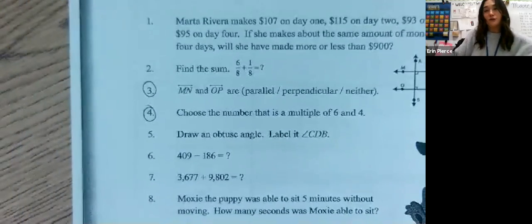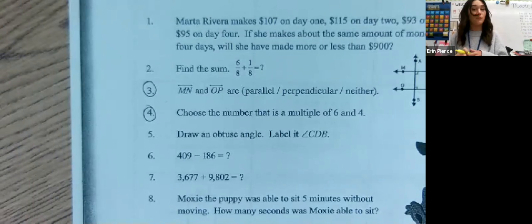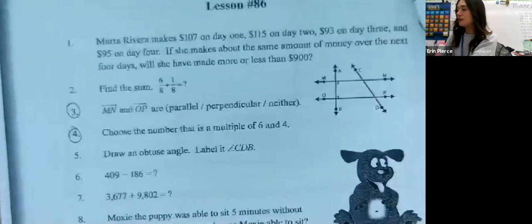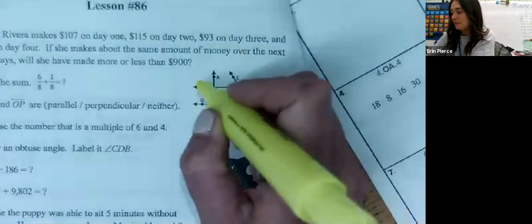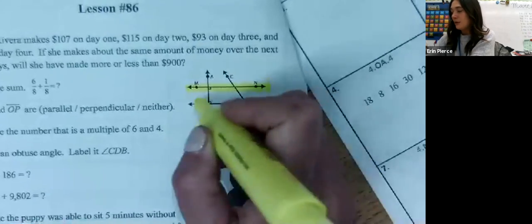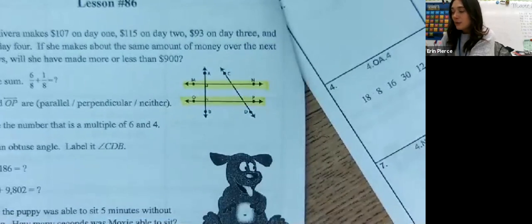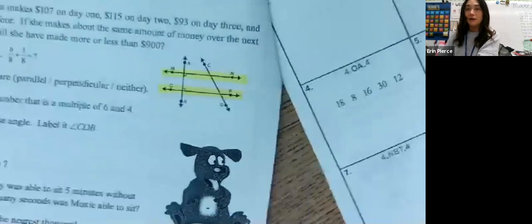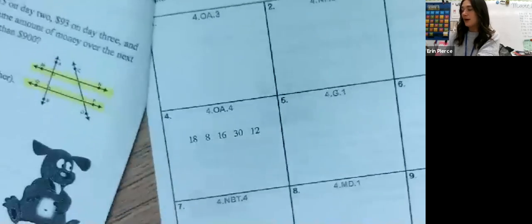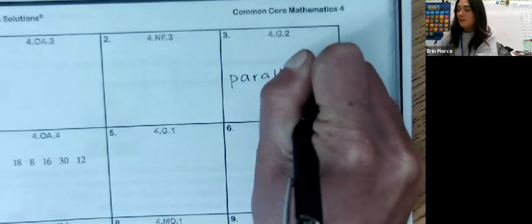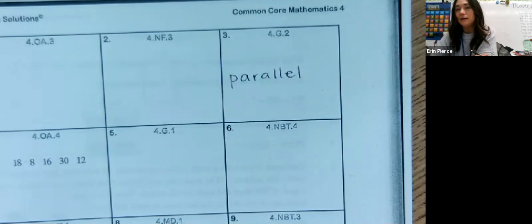So starting with number 3, I'm going to do my little trick that I did yesterday where I highlighted the lines so I could really see which ones they were talking about. So they're talking about line MN and line OP. Those lines are never going to cross, which make them parallel lines. So I go over to box 3 and I write parallel. P-A-R-A-L-L-E-L.